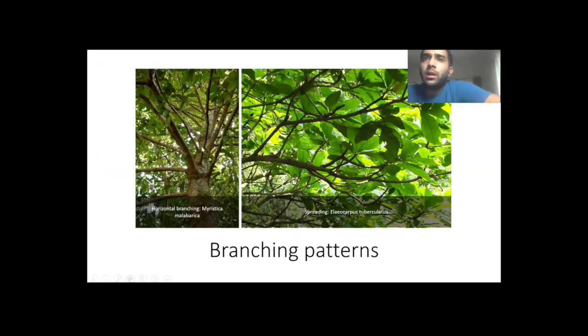So again, this is the nutmeg tree family, the Myristica, and many trees in the evergreen forest have this sort of branching where the main trunk of the tree goes straight, and then you have the branches which come out almost horizontal, just straight from the trunk.